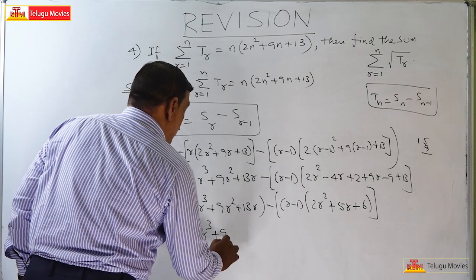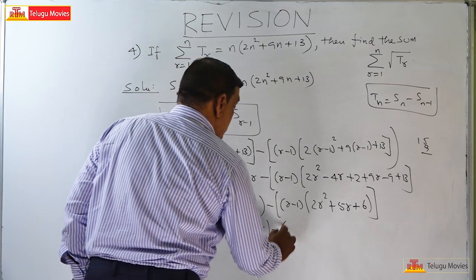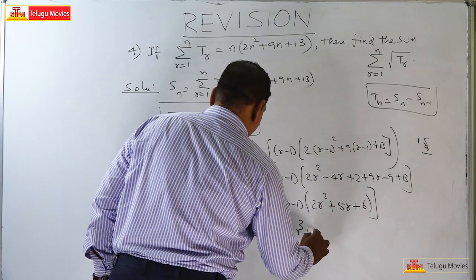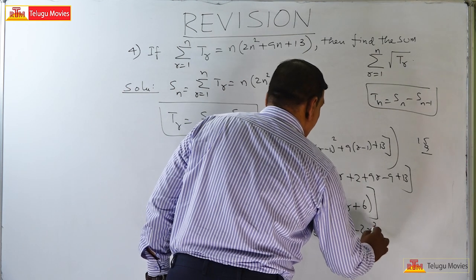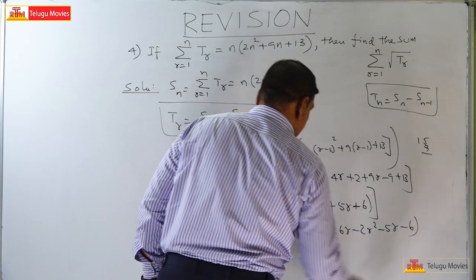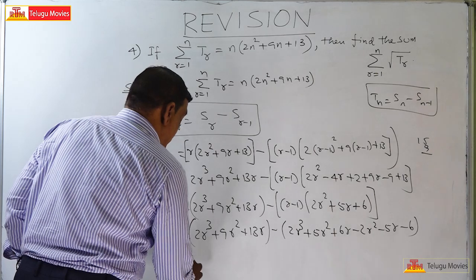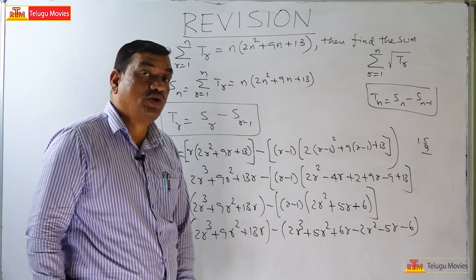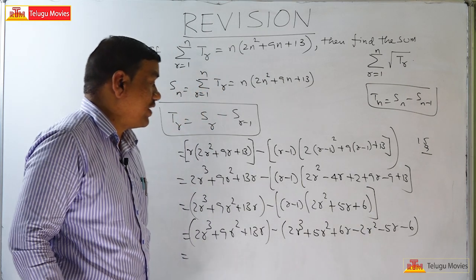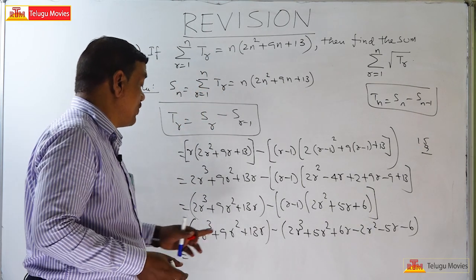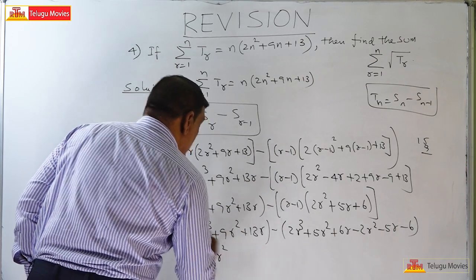2R cube plus 9R square plus 13R. So minus of, this is equal to 2r cube plus 5r square plus 6r minus 2r square minus 5r minus 6. Okay, let us open the brackets. Directly I am writing here: 2r cube minus 2r cube will cancel. So 5r square minus 2r square is equal to 3r square. 9r square minus 3r square means 6r square.